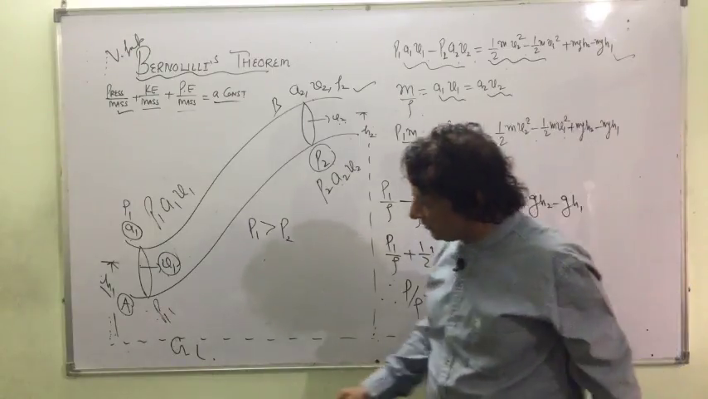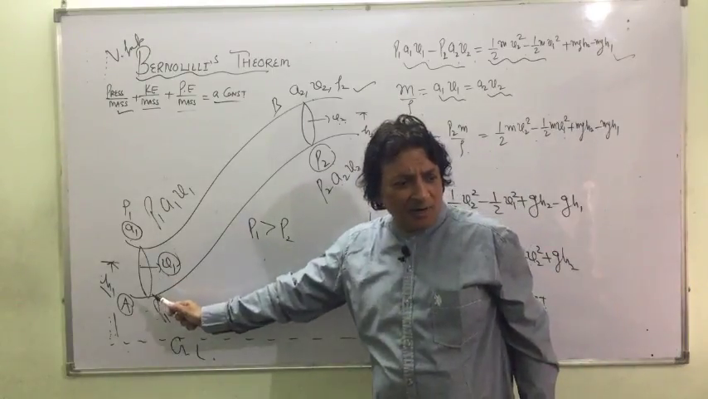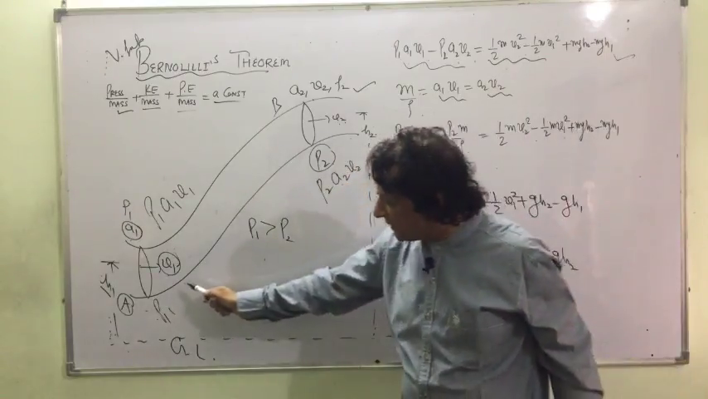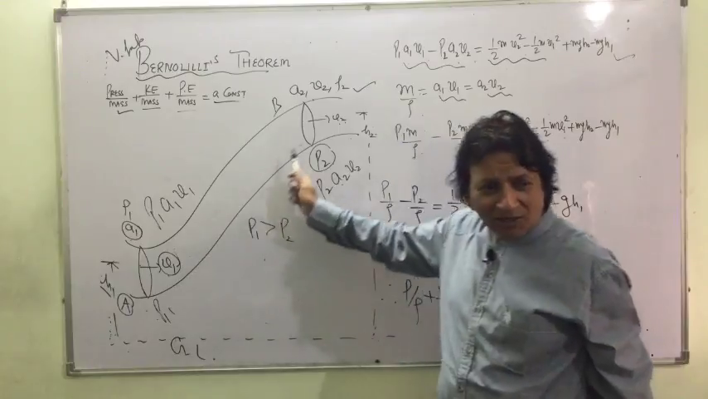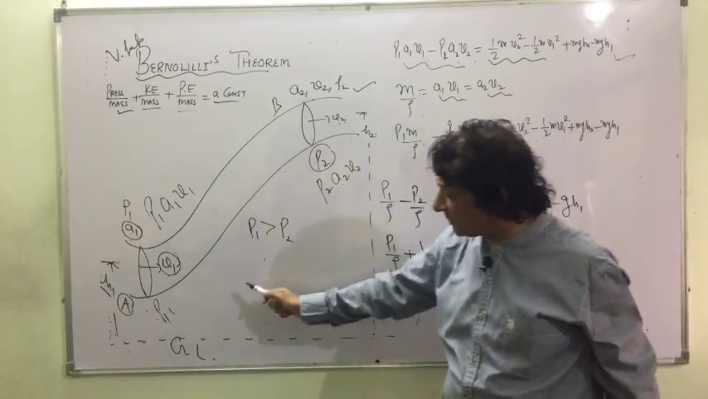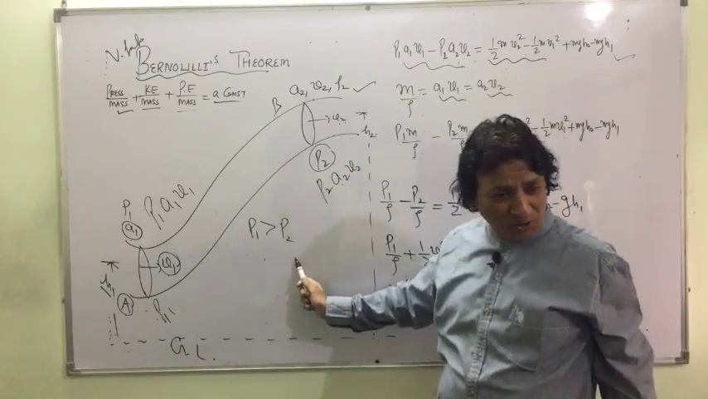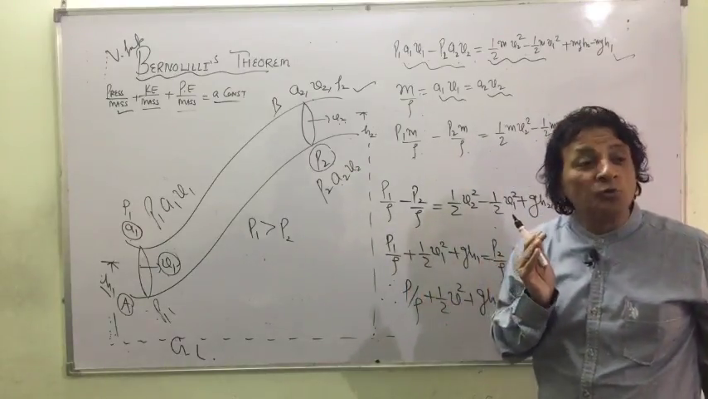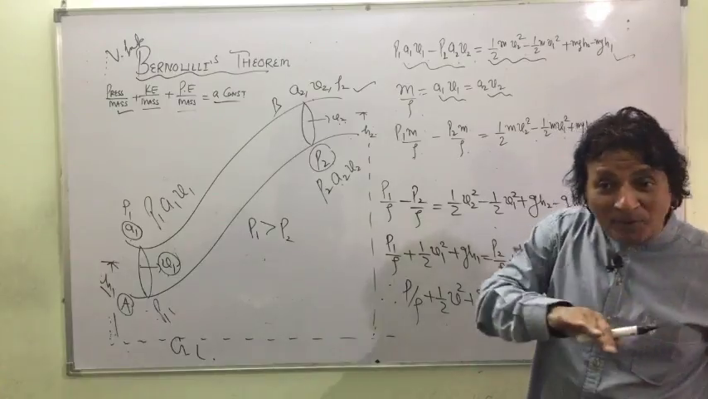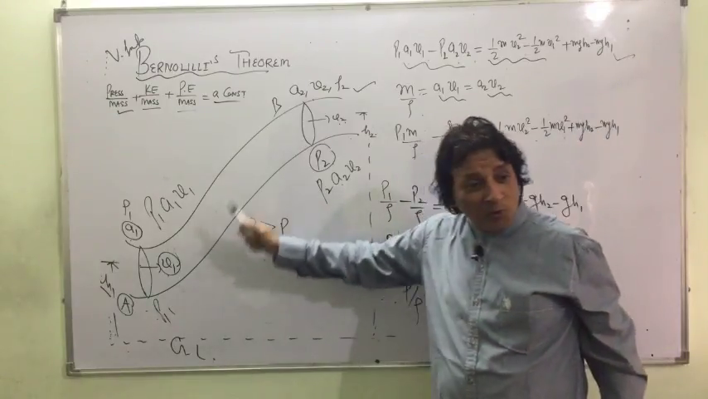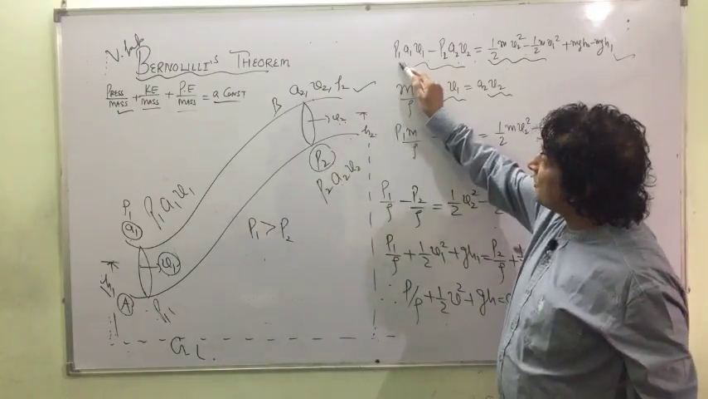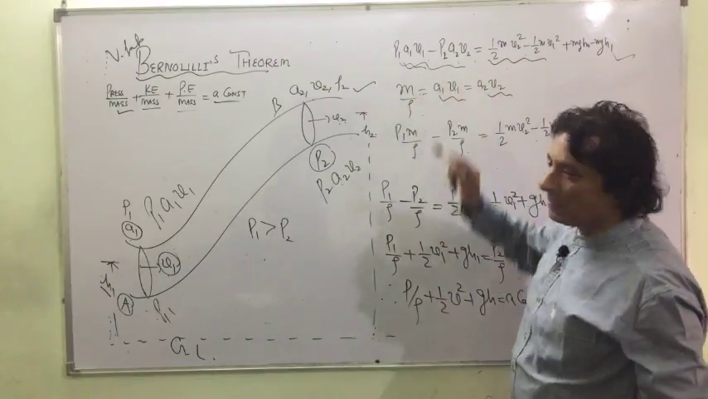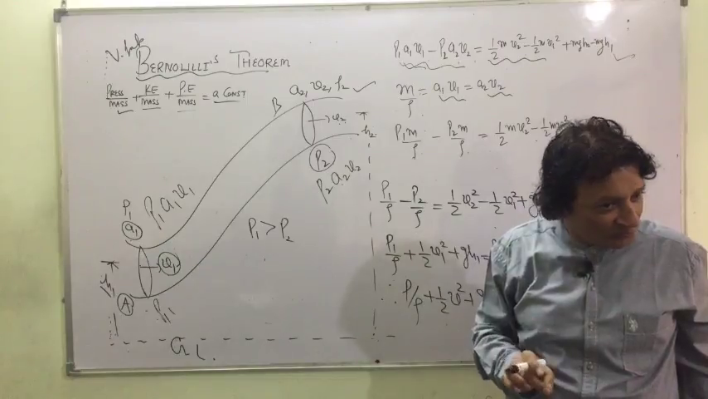Now tell me, liquid is flowing from A to B. It means pressure at A is greater than pressure at B. It means P1 is greater than P2. It means that the pressure will do work in pumping the liquid from A to B. What is that work done? P1 A1 V1 minus P2 A2 V2.